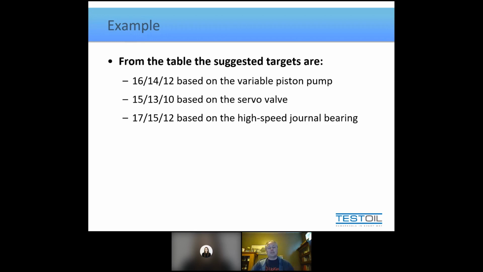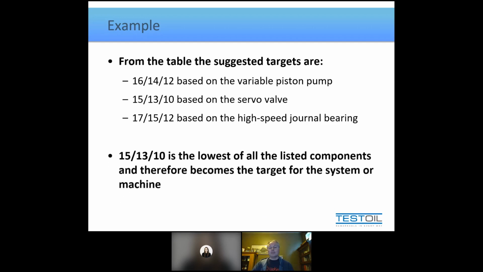So this example shows us that, yes, if we go through the parts that are actually lubricated and we see what the recommended cleanlinesses are going to be, we find the one with the lowest cleanliness. In our case with this particular example, it's the servo valve at 15, 13, 10. So our recommendation then becomes, because that is the overall lowest result, if it's clean enough for the servo valve, essentially it's clean enough for the journal bearings, and it's definitely clean enough for the variable piston pump, that is the recommended target for this system.